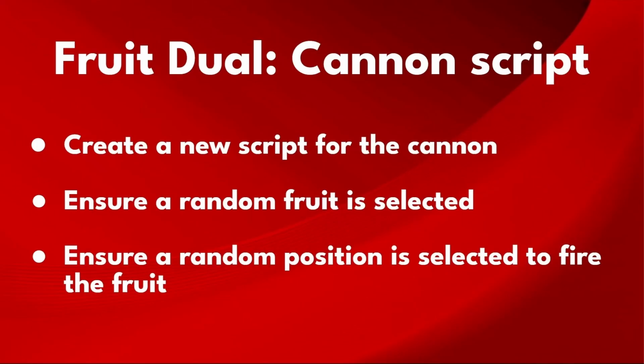All right, in this section, we're going to create the cannon script. We're going to start off creating a new script for the cannon. Then we're going to ensure a random fruit is selected. We're also going to ensure a random position is selected when firing the fruit. Now let's jump right in.